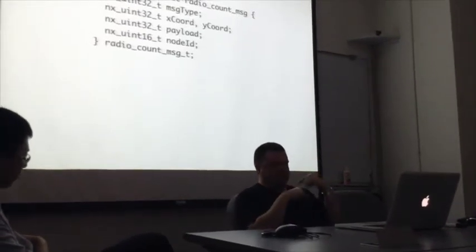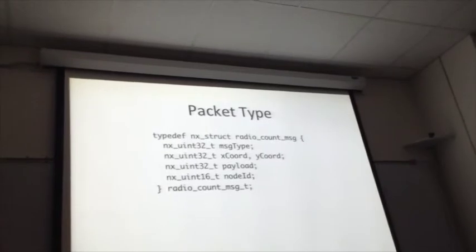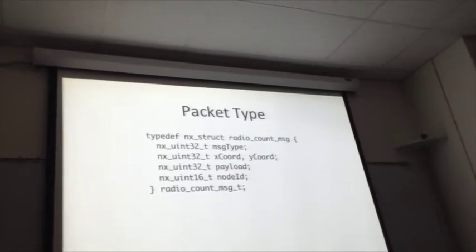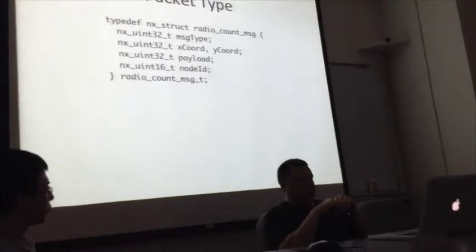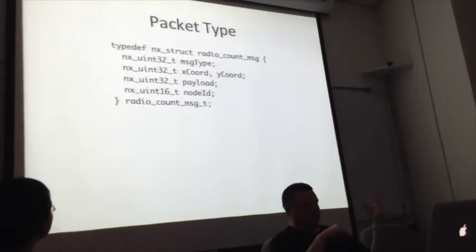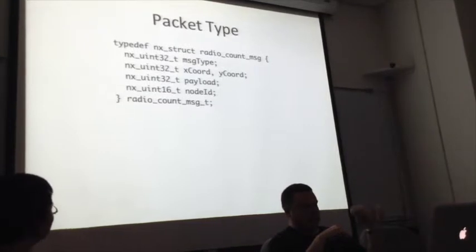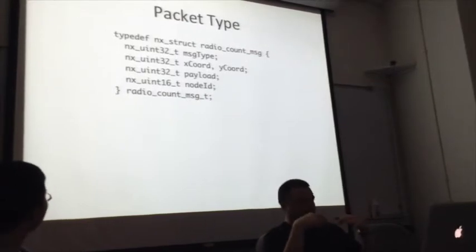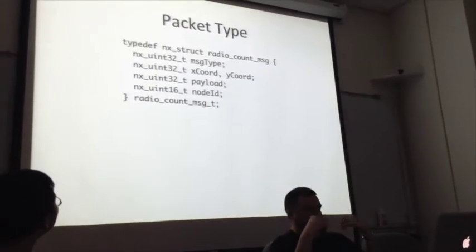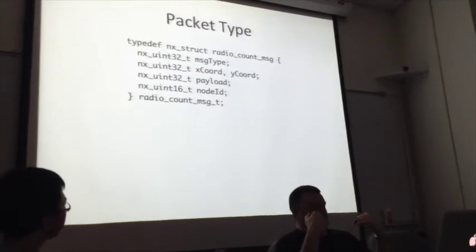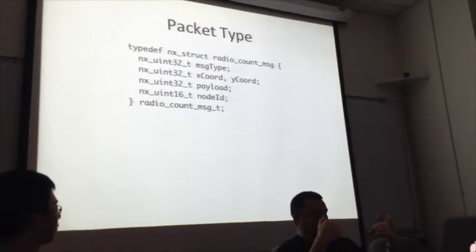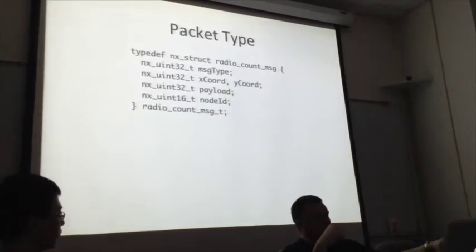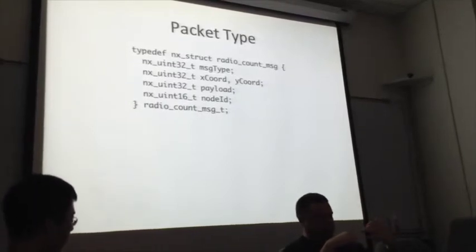This is the packet type. We started out using the radio count to LEDs application that Craig was using as a demonstration, and then we just modified the packet structure from there. It has a message type to indicate whether it's a configuration, a neighbor announcement, or a routable packet. The X and Y coordinates get reused in a couple of different ways depending on the packet type. If it's a configuration, it tells you where you are. If it's a neighbor announcement, it tells you where the neighbor making the announcement is. The payload we're using right now as just an identifier.